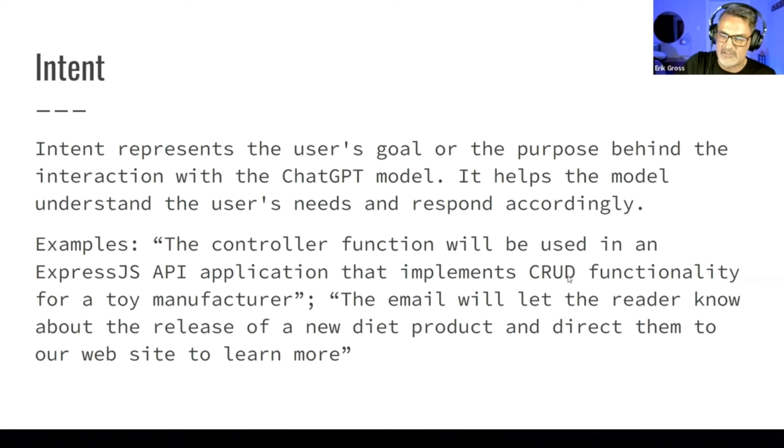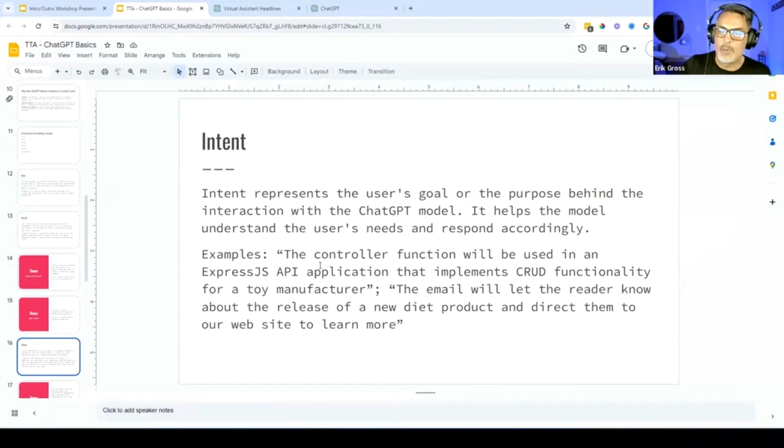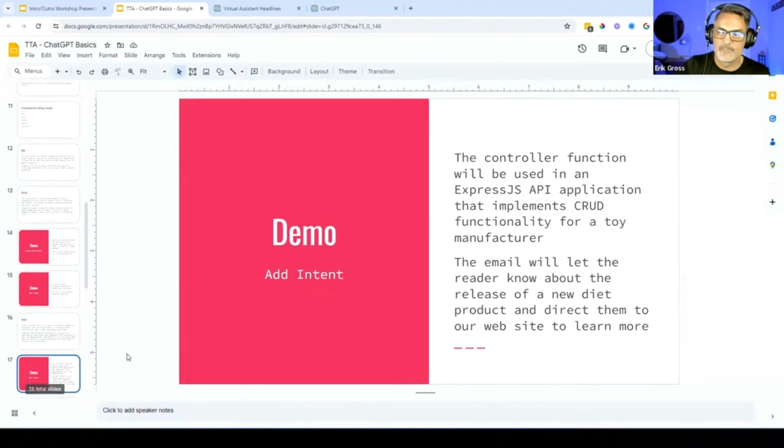Create, read, update, delete. So our code is going to provide a way for other programs to communicate with our program. And based on the request, it'll either create, read, update, or delete something in a database. That something will relate to toy manufacturing. So now we have a lot more intent here. So let's see what happens when we put that into our prompt.